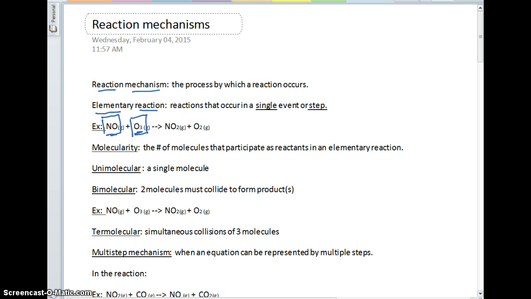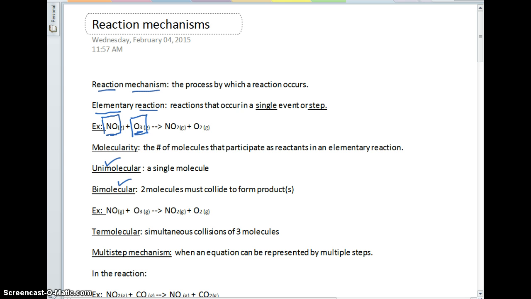So let's talk about a couple other definitions that we throw out there with respect to reaction mechanisms. Molecularity is the number of molecules that are going to participate as reactants in a reaction. Remember, we do have to have these collisions of molecules. They have to be the right orientation with enough kinetic energy. So we can have what we call a unimolecular, which is just a single molecule reacting, oftentimes decomposing into something else or just changing into something else. We can have a bimolecular, which is two molecules colliding to form products, and this is pretty common.